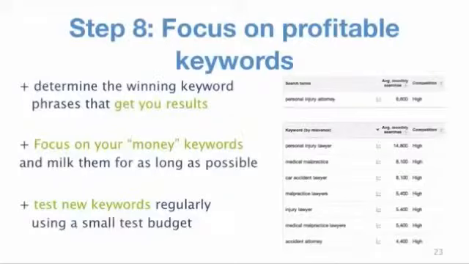You want to find the winning keyword phrases that get you results, and you want to focus on those keywords and spend as much money as possible on the ones that are getting you results, then milk them for as long as you can. At the same time, have a test budget, maybe 10% of your budget, where you're testing new keywords all the time because language changes. People use different phrases based on things they hear in the media, changes in your industry or changes in your services and things like that. You just want to make sure that you're looking for new keywords and updating your keywords on a regular basis with a little test budget, and keeping up with the changes that are happening.